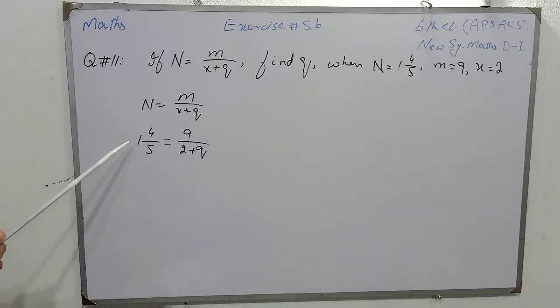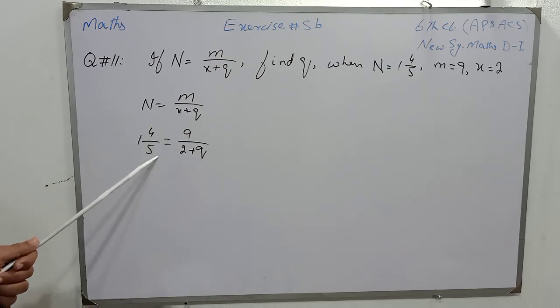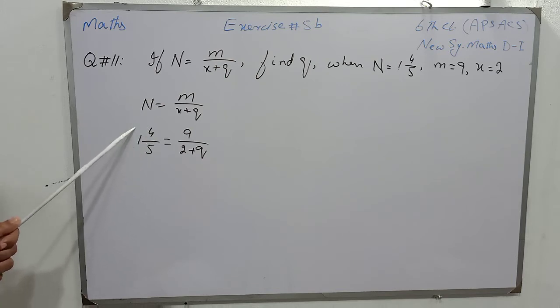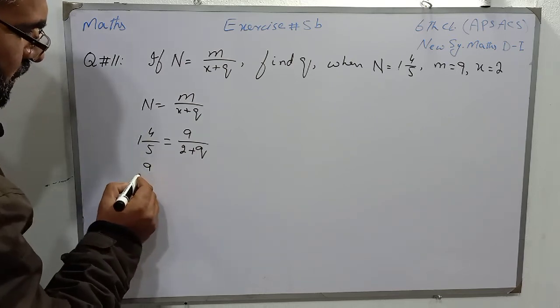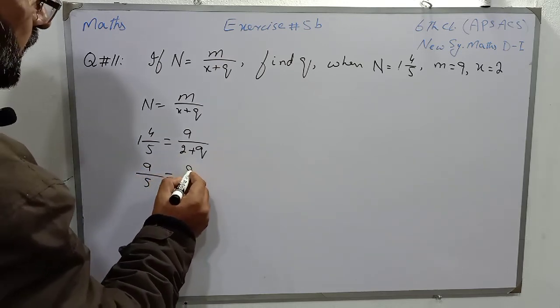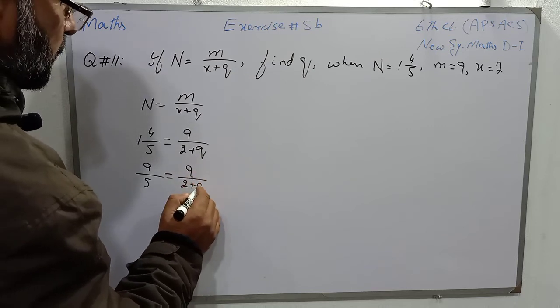Now students, on the left side there is the mixed number 1 whole number 4 over 5. So we will change this mixed number into an improper fraction. While changing a mixed number into an improper fraction, the denominator is multiplied with the whole number and then the numerator is added. So 5 ones are 5 plus 4 means 9. So it will become 9 over 5 is equal to 9 over 2 plus q.